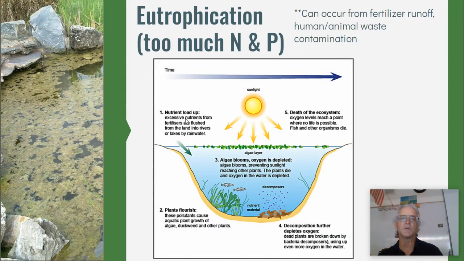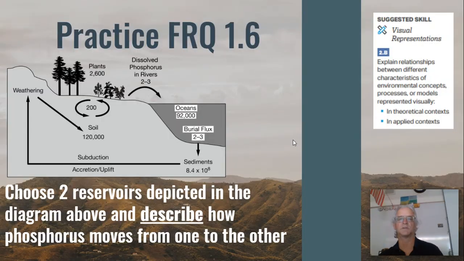And what you can see here, nutrient buildup causes the plants to flourish initially, but eventually algae starts blooming, meaning there's no light for the plants. The decomposition occurs, which depletes the oxygen, and eventually the whole system dies.